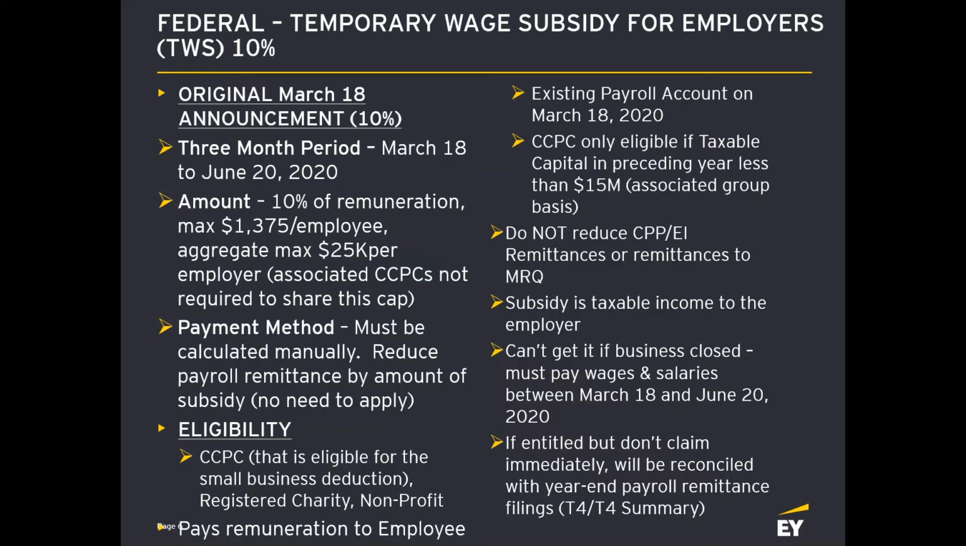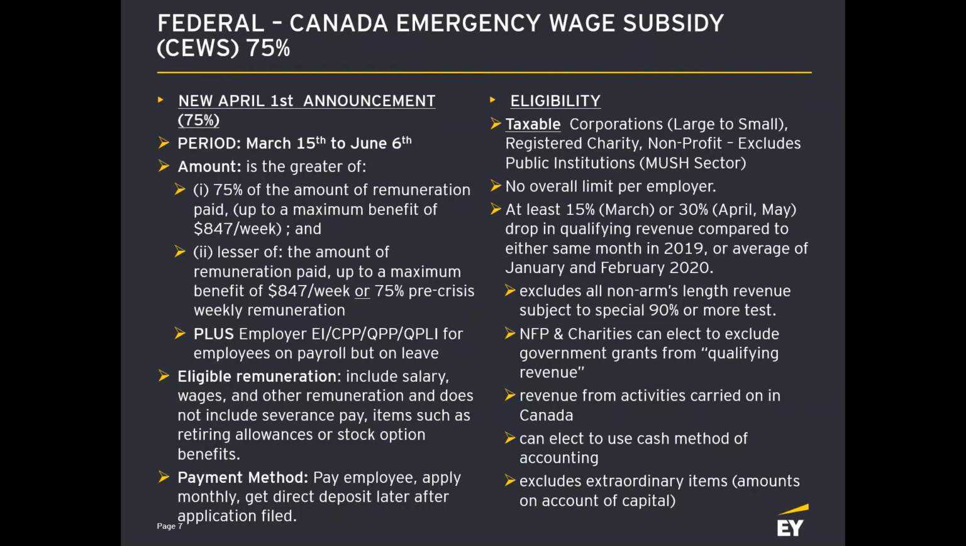When this was announced, there was some outrage, and a number of businesses said this doesn't really address their needs. Firstly, it's too little, and the category of companies that are brought in is very small. So in response, the government went away and came up with this other wage subsidy, which is referred to as the Canada Emergency Wage Subsidy, or the CEWS.